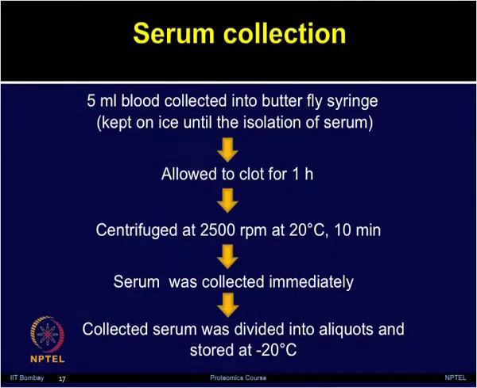If you collect 5 ml of blood, keep it on ice until the serum isolation, allow it to clot for an hour, and then centrifuge at 20 degrees for 10 minutes, followed by separating the supernatant, the serum layer, immediately. Collected serum can be stored at -20 degrees or -80 degrees. -20 if you want to use it immediately for further use, or if you want to store it for a long time, then you can store it at -80.